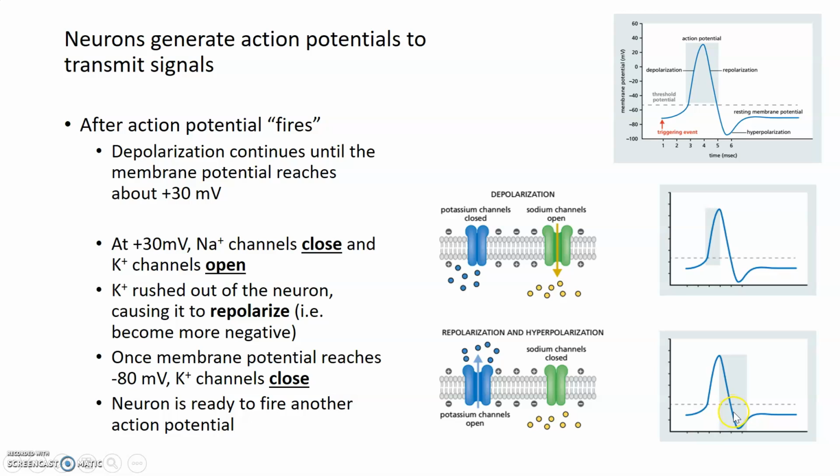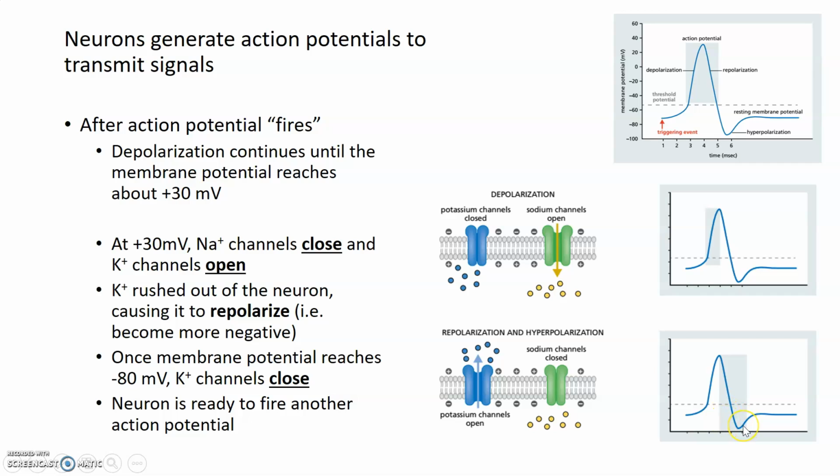And this continues to happen all the way up until about negative 80 millivolts. And then those voltage-gated channels are triggered to close. And at this point, the neuron is ready to fire another action potential. And what you'll notice is that negative 80 millivolts, when the channels close, is a little bit lower than the resting membrane potential of the neuron at negative 70 millivolts.